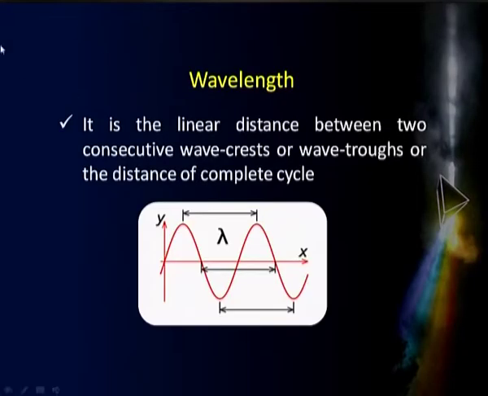Let us see it pictorially. You can see that this is my lambda, the wavelength, with a maxima here and a maxima here. You can have a minima here and a minima here, or a zero amplitude here and a zero amplitude here. This also is the wavelength. That is the way we define the wavelength, the length of one wave of the radiation.